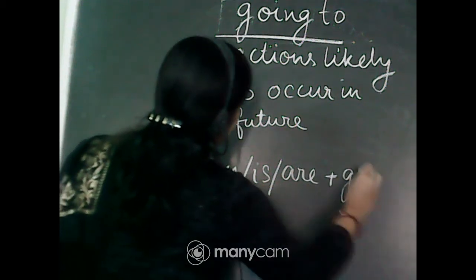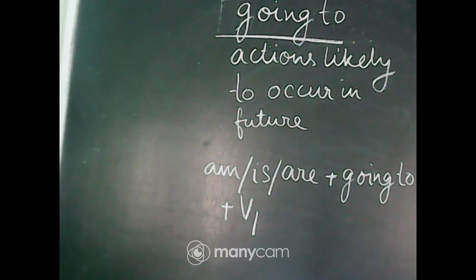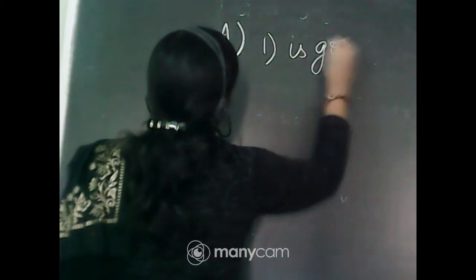Let us try to understand, that is, what is the form of the going to? Am or is or are according to the subject plus going to plus root verb. Okay, that is V1. This is the format of the going to structure. With this knowledge, let us begin the first exercise of this chapter. Exercise A. My mother is going to, going to knit.